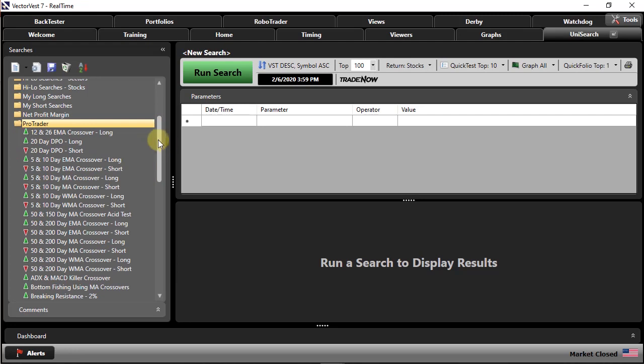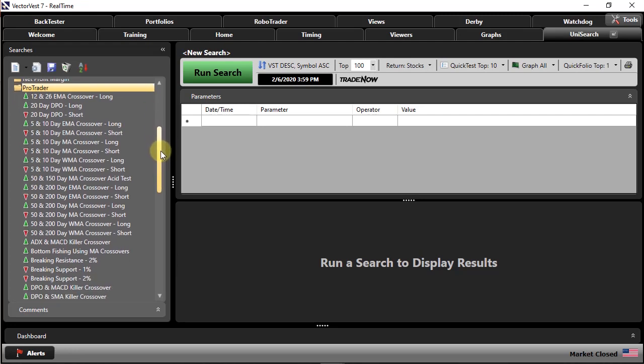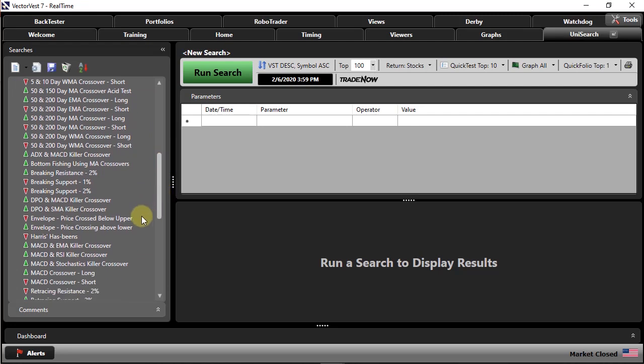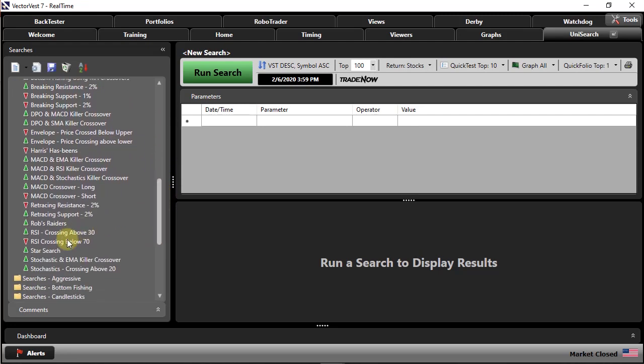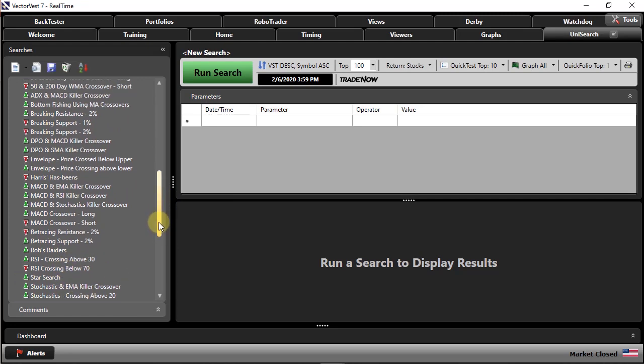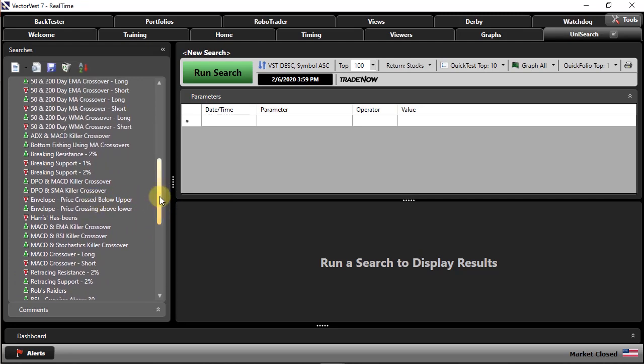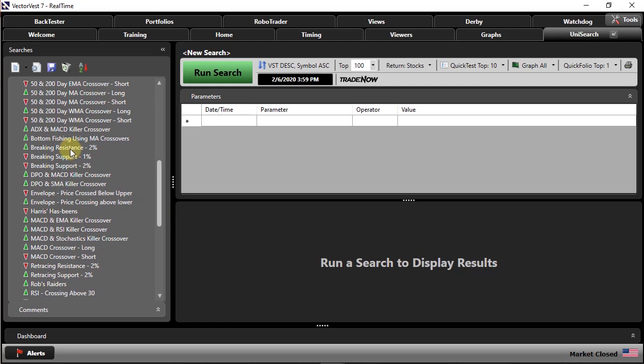Within the ProTrader tool, we have many technical analysis searches. You can search for moving average crossovers. You can search for MACD crossovers. You can search for relative strength index crossovers, stochastics, ADX, envelope crossovers. And we have searches that look for all four of these situations that I just went through. Price breaking resistance, price breaking support, price retracing from resistance, and price retracing from support.